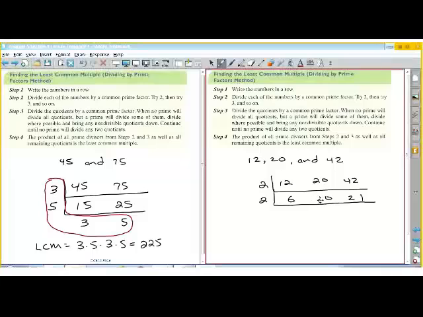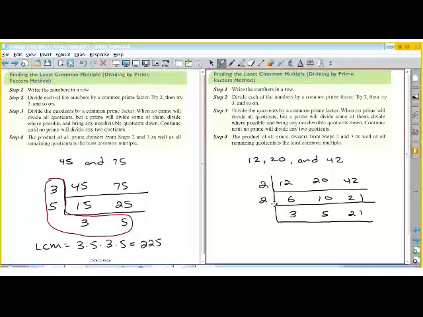So I'm going to do 2 because I have two even numbers here. What you do is you divide the two even numbers by 2. But this number that you can't divide by 2, you just bring it down. And then you do the same question. Are any of these three numbers divisible by the same number? And the answer is yes.